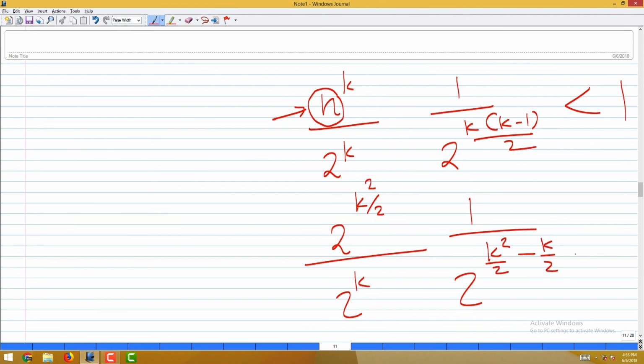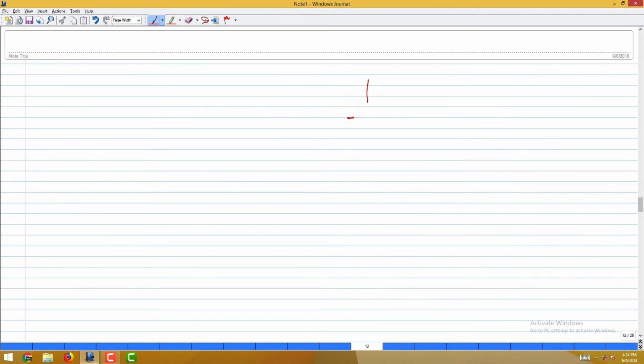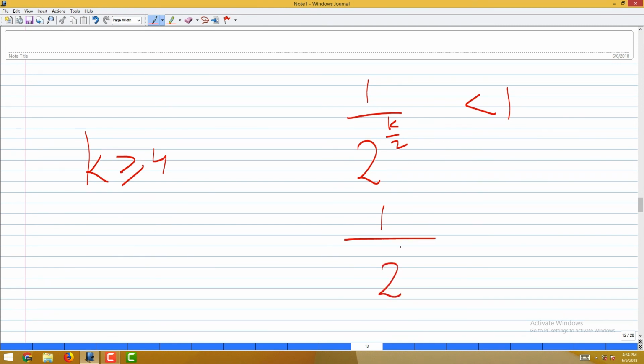I want to check for n equal to 2 raised to k by 2 whether this is working or not. Then this will cancel, and 2 raised to k minus 2 raised to k minus 2 remain. So, finally, this will turn out to be 1 by 2 raised to k by 2 is less than 1, which is what we want, and I already assumed k greater than or equal to 4. This only requires that 1 by 2 raised to 4 by 2 is less than 1.